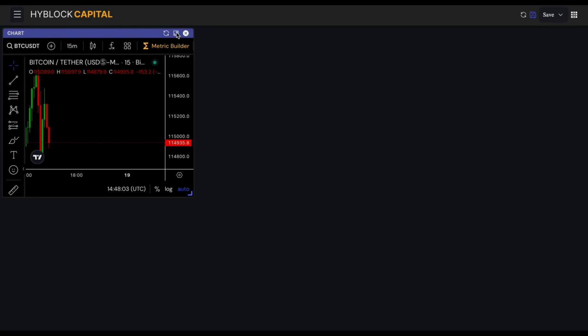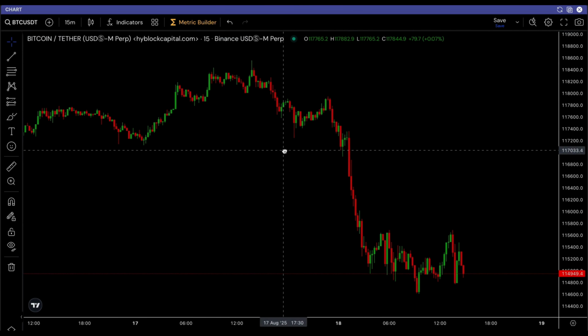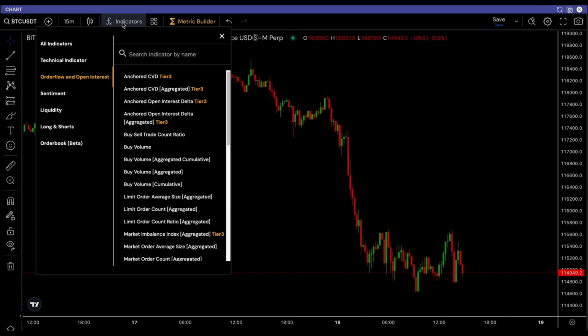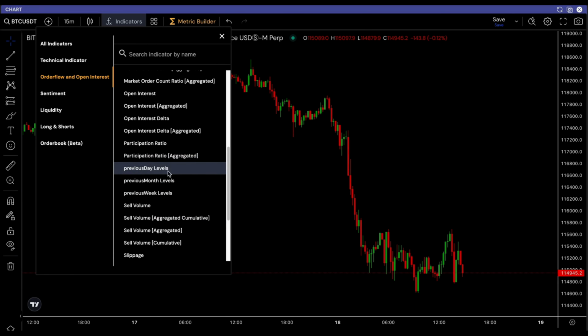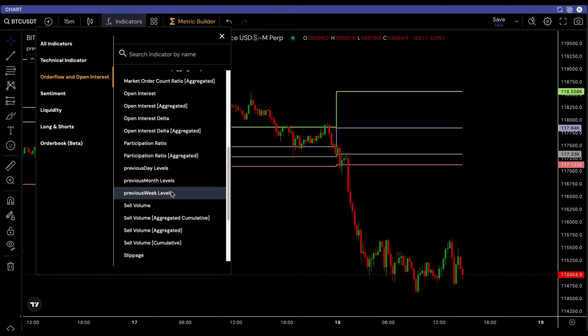Tip of the day: use the previous levels to spot key zones. Head over to the Indicators tab and open the Orderflow and Open Interest category. Here, you'll find three powerful tools: previous day levels, previous week levels, and previous month levels.